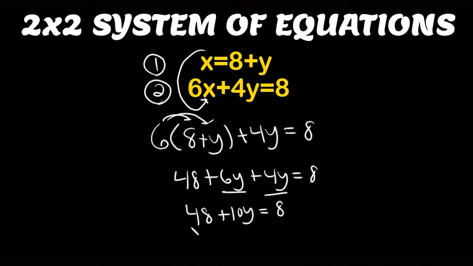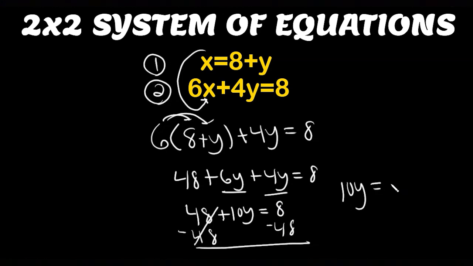I have a few more steps here. I'm going to minus 48 on both sides. Okay. This will cancel. I'll have 10y equal to 8 minus 48. That will give me a negative 40. And then my last step is to divide both sides by 10.